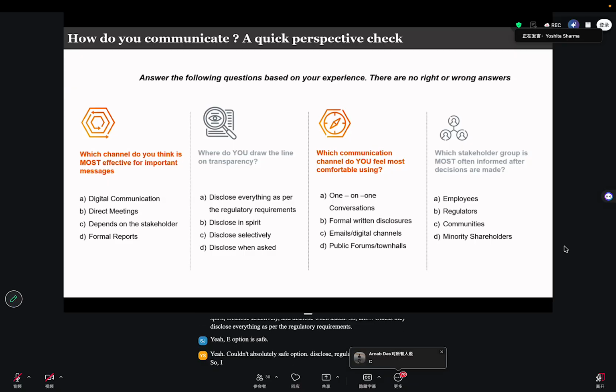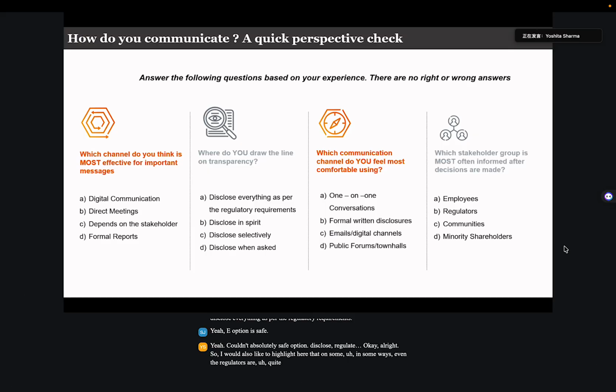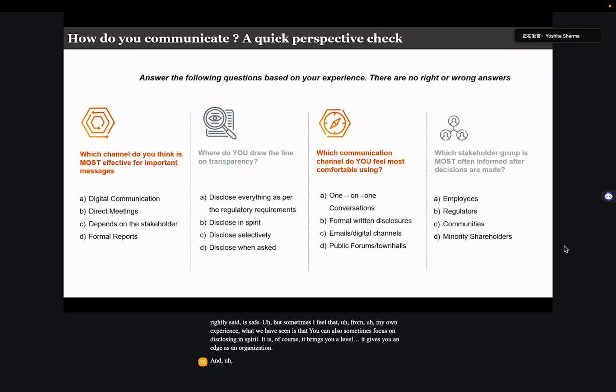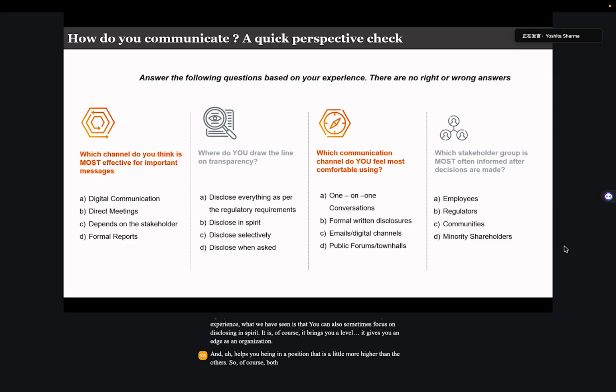So I would also like to highlight here that in some ways even the regulators are quite open here, wherein they also expect the companies, of course, to follow best practices. Regulatory, as Sandeep rightly said, is safe. But sometimes, from my own experience, you can also focus on disclosing in spirit. It gives you an edge as an organization, and helps you be in a position that is a little higher than the others. So of course both regulatory and spirit can work. It depends on the information that is being disclosed as well.